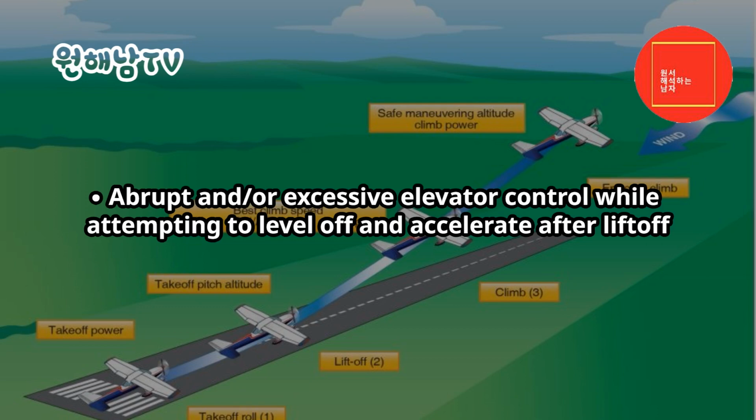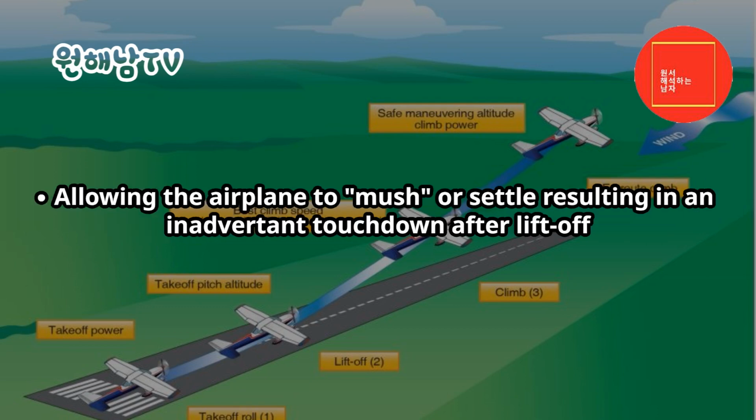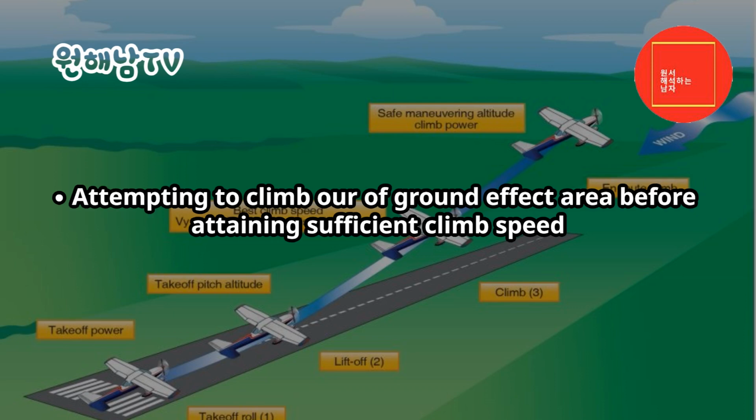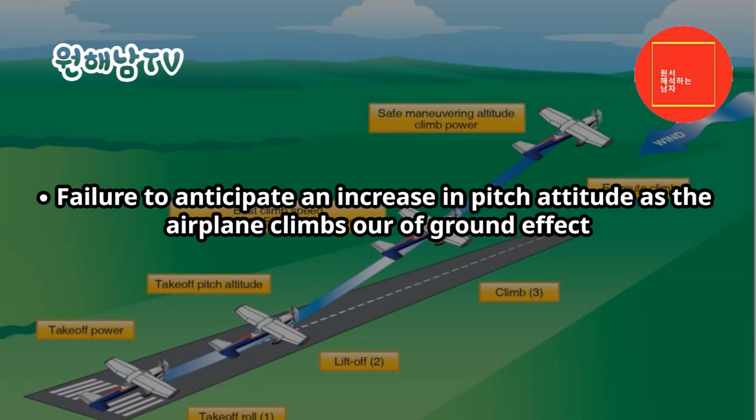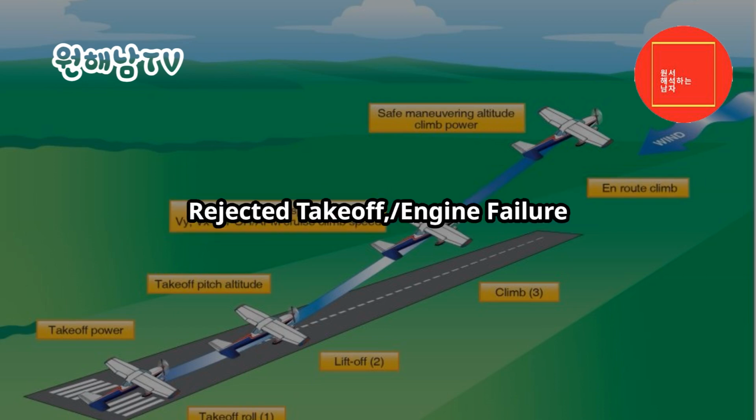abrupt and/or excessive elevator control while attempting to level off and accelerate after liftoff, allowing the airplane to mush or settle resulting in an inadvertent touchdown after liftoff, attempting to climb out of ground effect area before attaining sufficient climb speed, failure to anticipate an increase in pitch attitude as the airplane climbs out of ground effect, rejected takeoff, engine failure.